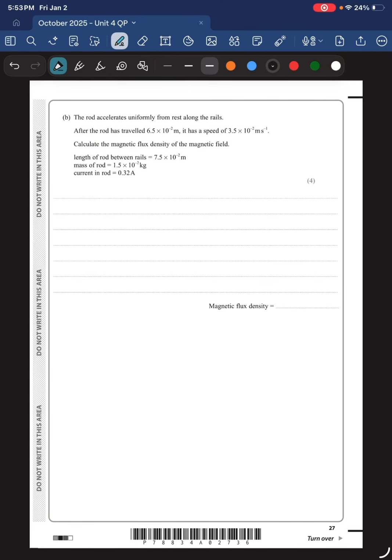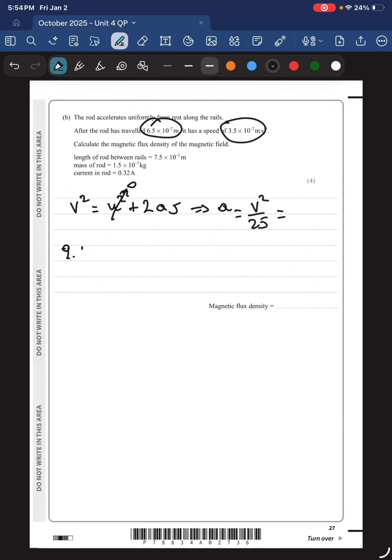Again, we have to use the SUVAT equation. So v squared is u squared plus 2as, right? But u squared is 0, the initial velocity is 0, so you can find the acceleration from this equation. So the acceleration is v squared over 2s. For v we will use this, and for s it's the distance traveled. So if we plug in numbers, we find 9.42 times 10 to the negative 3 meters per second squared, right?